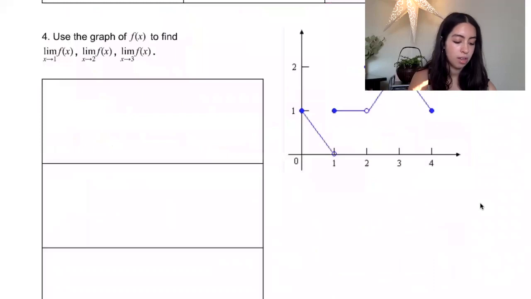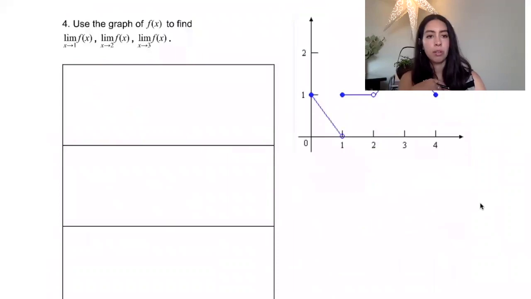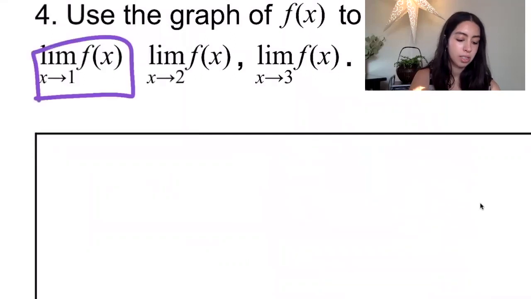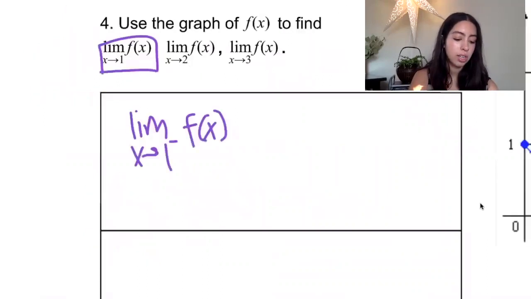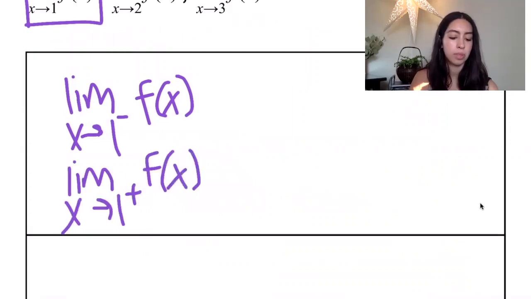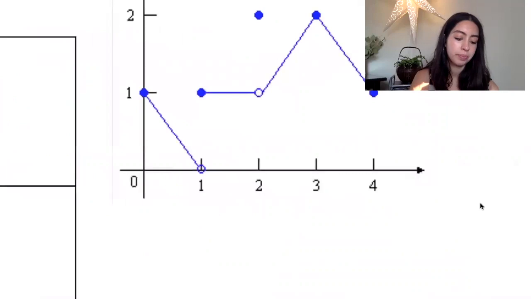And we've got a couple more here. We're going to go through these a little more quickly. So the limit as x approaches 1 of f of x. That means we need to check both sides. We need to check the left side, and we need to check the right side in order to determine what that total limit is going to be. So x equal to 1 is right here.